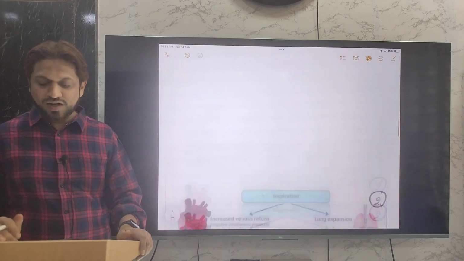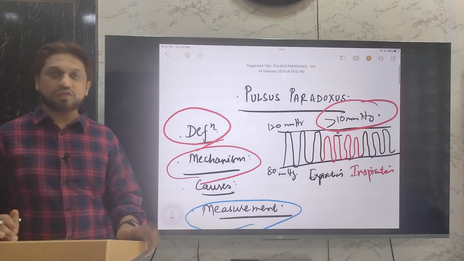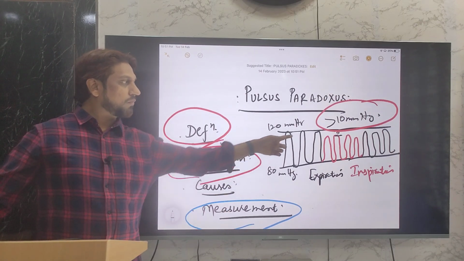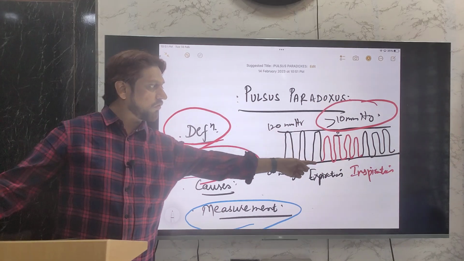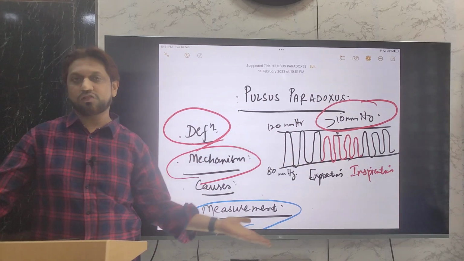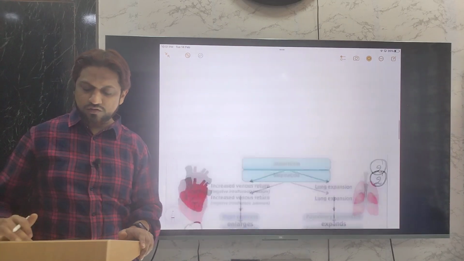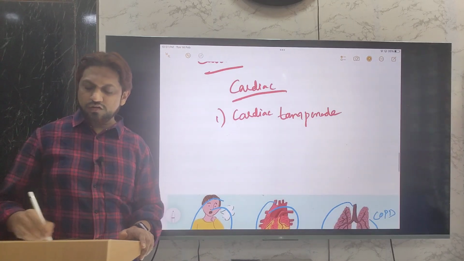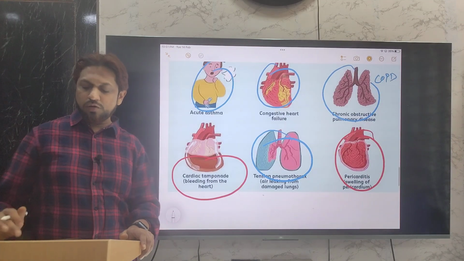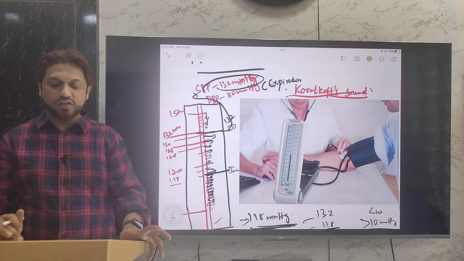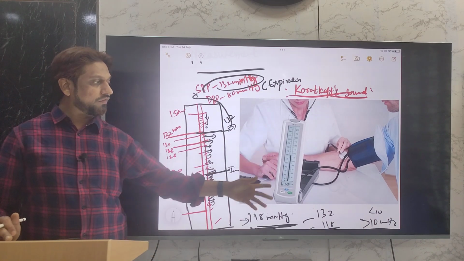Let me summarize this topic. What is Pulsus paradoxus? The definition is a decrease in systolic blood pressure of more than 10 millimeter mercury during the phase of inspiration. I have explained the two mechanisms. Then the causes, of which the most important are cardiac tamponade and pulmonary causes. Then measurement of blood pressure with the help of the sphygmomanometer cuff and the stethoscope.